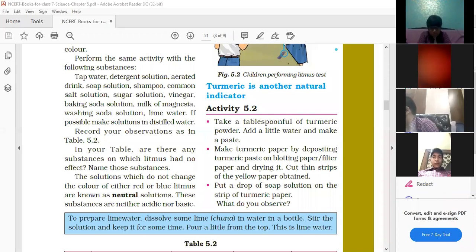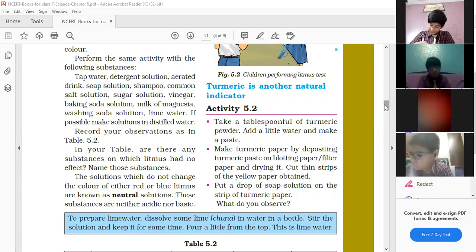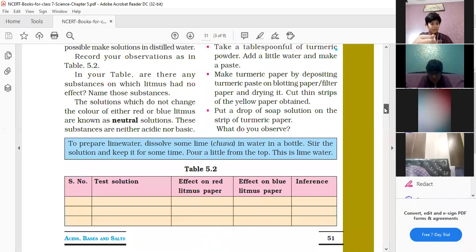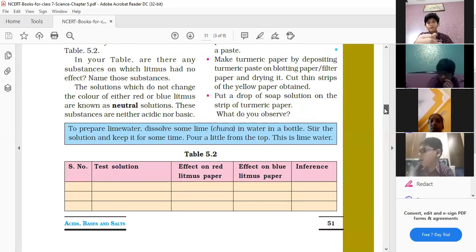Activity 5.2. Take a tablespoon of turmeric powder, add a little water and make a paste. Make turmeric paper by spreading turmeric paste on blotting paper or filter paper and drying it. Cut thin strips of the yellow paper obtained. Put a drop of soap solution on the strip of turmeric paper. What do you observe? To prepare lime water, take some water in a tumbler and add some.